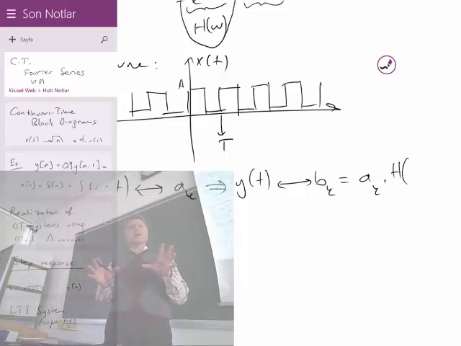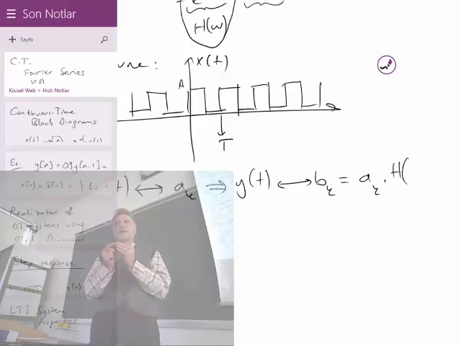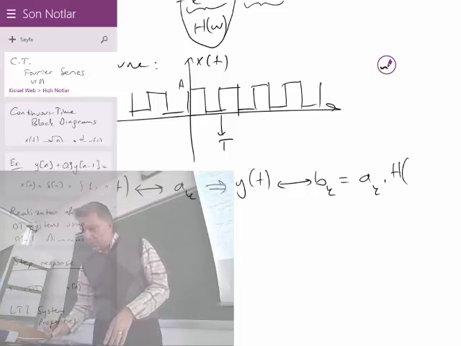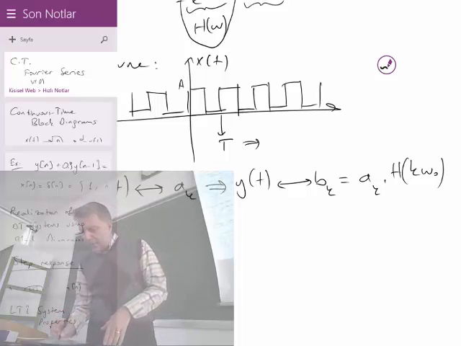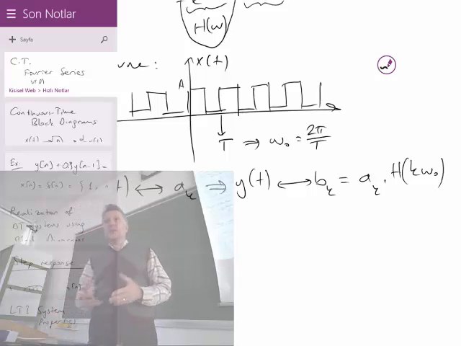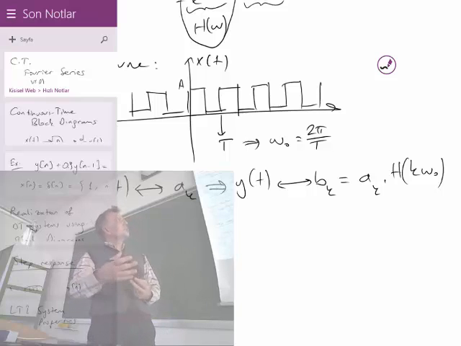Now let's remember again, what is the corresponding frequency of ak for a certain k? Suppose k is 3, then what is the corresponding frequency of the third harmonic? It is 3 times omega 0. So in general you have to write it like this, k times omega 0. And by the way, omega 0 is equal to 2 pi over capital T. If capital T is the fundamental period, then the fundamental frequency is 2 pi over capital T.